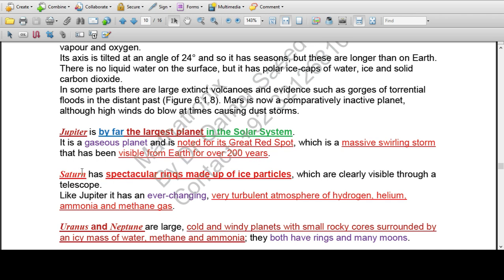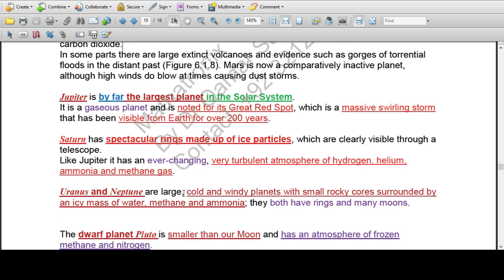Saturn has a spectacular ring made up of ice particles, which is clearly visible through a telescope. Like Jupiter, it is a gaseous planet with an ever-changing, very turbulent atmosphere of hydrogen, helium, ammonia, and methane gas.